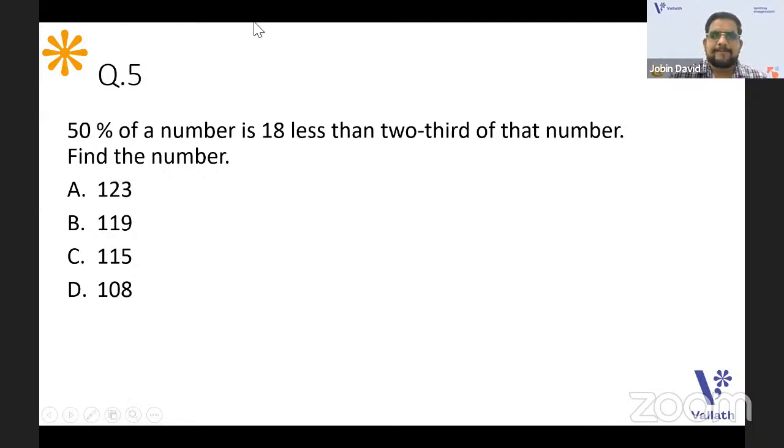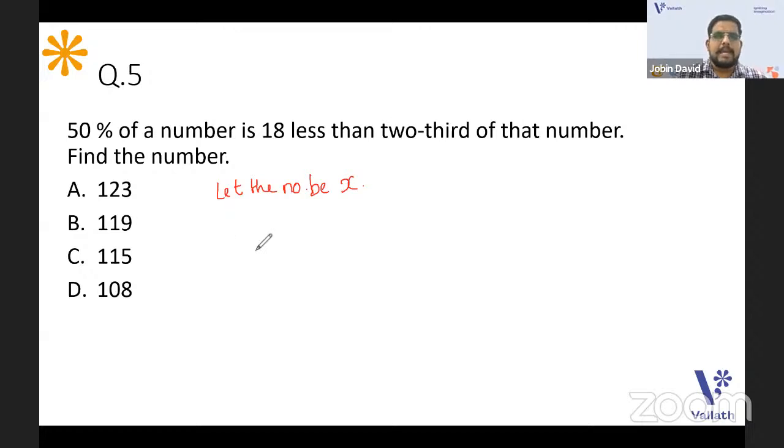Question number 5. 50% of a number is 18 less than 2/3 of that number. Find the number. It's quite easy. Whatever you don't know, you should take as x. So let me take the number as x. All those steps are not needed in the net exam, but for your understanding, I am writing them.